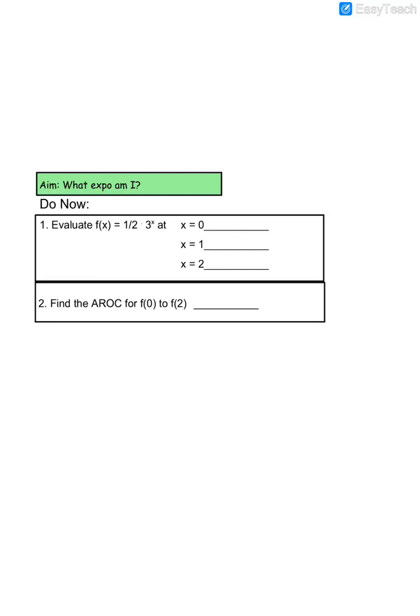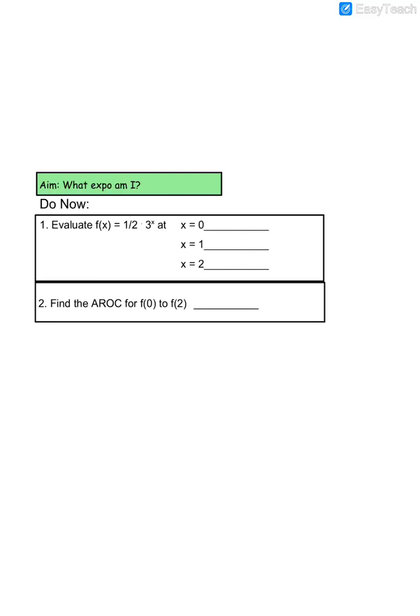Good morning. Okay, so let's take a look at exponential functions. This is day 2. So we're going to have different things going on with the function than we did on the first day. So the first part has a fraction and a base. So let's plug in what we have here.